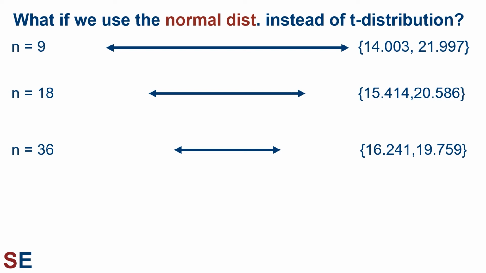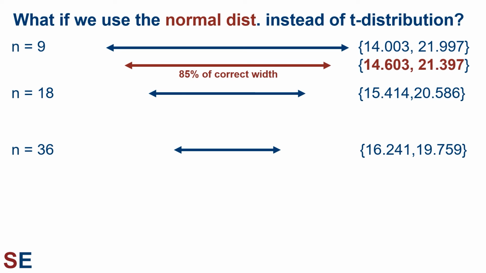But what if we use the normal distribution instead of the t-distribution? This slide shows the widths of the 3 confidence intervals we just calculated for sample sizes of 9, 18, and 36. We use the t-distribution to calculate these confidence intervals. What would the confidence intervals look like if we use the normal distribution to determine how many standard errors above and below our sample mean to go when we created our confidence interval? For a sample size of 9, the interval is 85% as wide. This portrays a much more restricted region for where the population mean is than we have actual justification for.